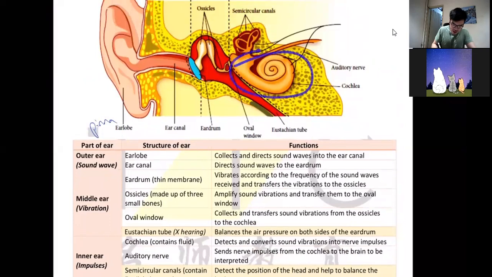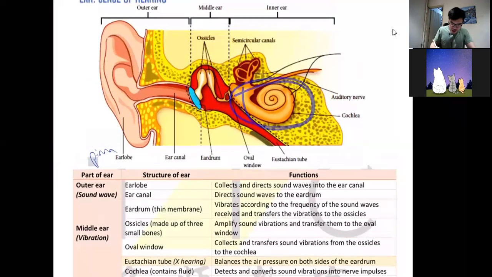Our focus is this one, the inner ear. This is what we call the cochlea. What is the cochlea? Inside this cochlea, it is filled with fluid, and inside this fluid, there's hair. So when sound goes in, the fluid will vibrate, and this hair is the receptor.